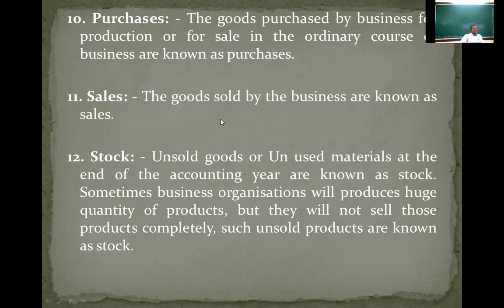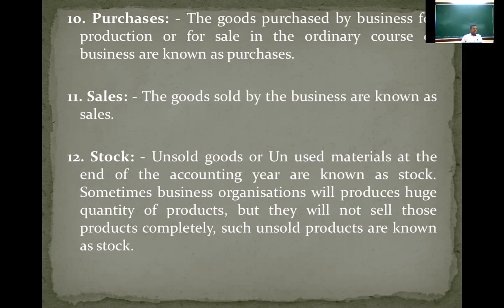Yeah. Next one is stock. What is the meaning of stock? See here, I was giving an example of stock in connection with current assets. Here, stock means unsold finished goods, or you can say unused raw materials. At the end of the accounting year, they are termed as stock.